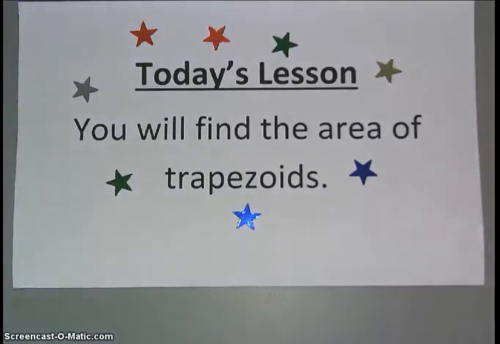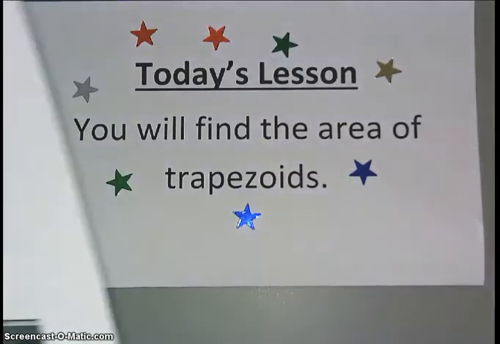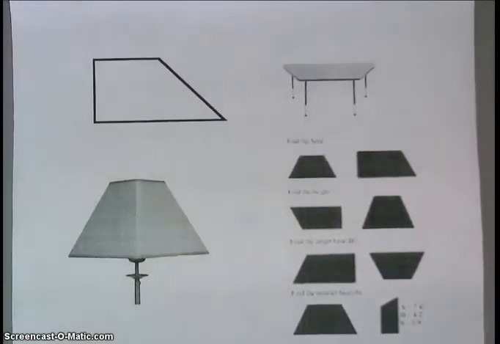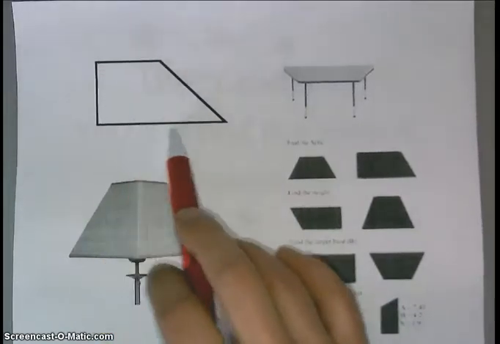Today's lesson is finding the area of trapezoids. We discovered what that formula was today in class, and we will write that down in our notes here in just a moment. I just wanted to show you what some trapezoids look like, because they're not always going to look the same. So here's just a traditional one.